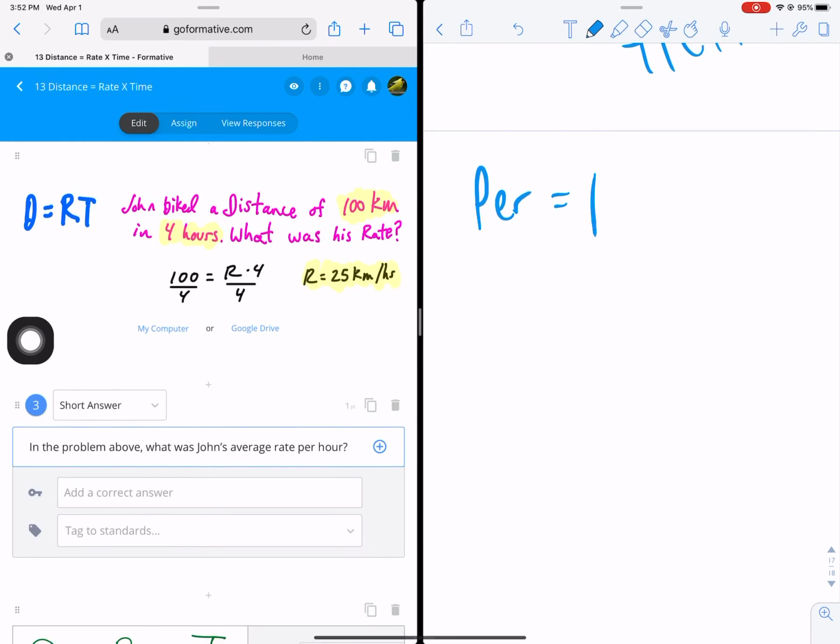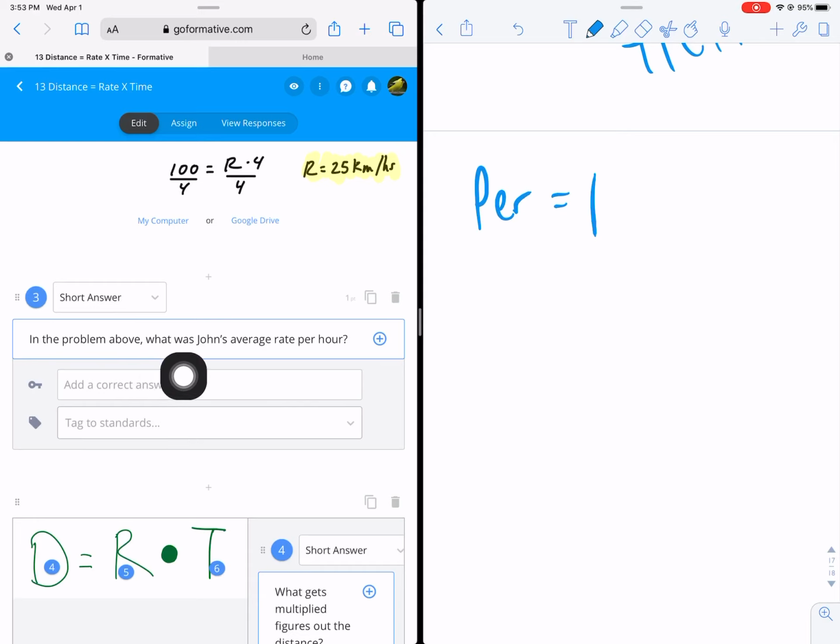John biked a distance of 100 kilometers in 4 hours. What was his rate? Distance equals rate times time. Plug in the distance, plug in the time, and then you're just solving like you're solving for x. You're solving a one-step equation. We're going to divide by 4 on both sides.